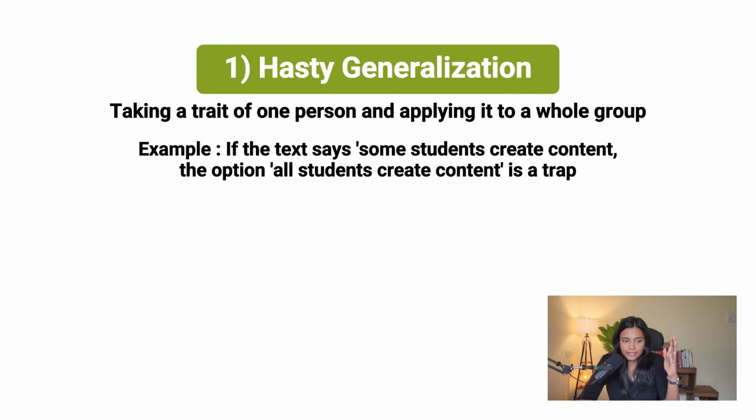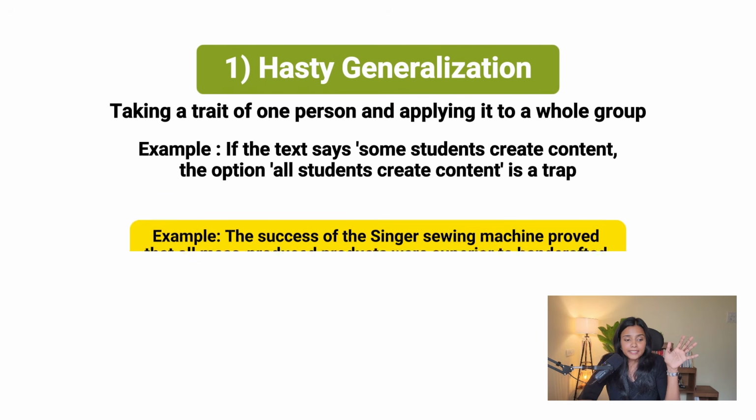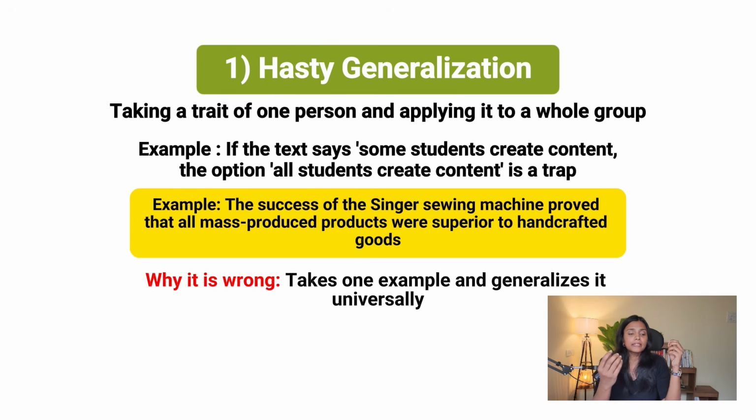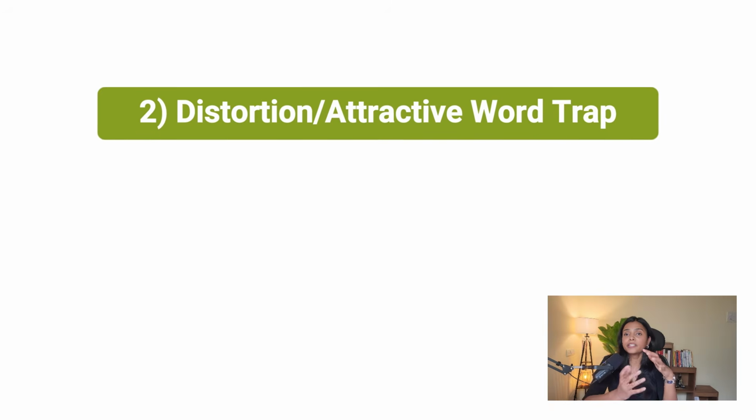So the hasty generalization of this line could be: the success of the Singer sewing machine proved that all mass-produced products are superior to handcrafted goods. Now, why is this option wrong? That's because it takes one example, the Singer sewing machine, and generalizes it universally to all mass-produced products.